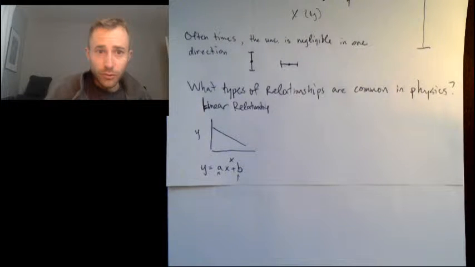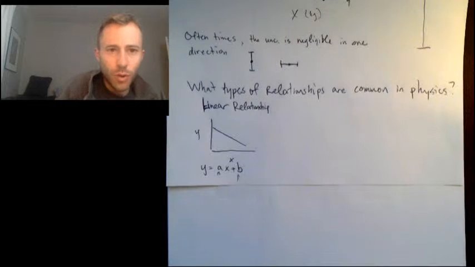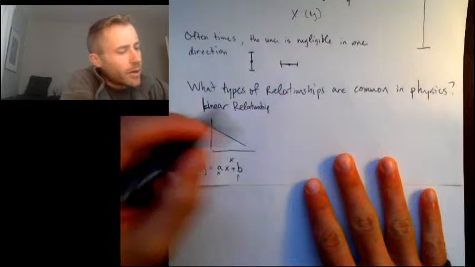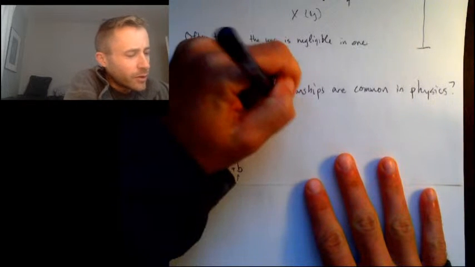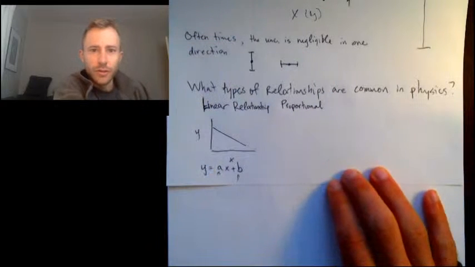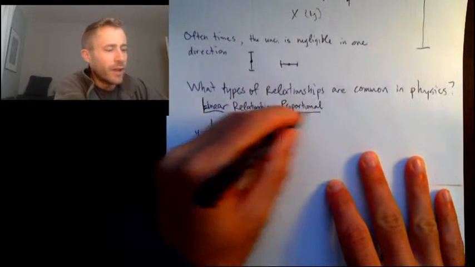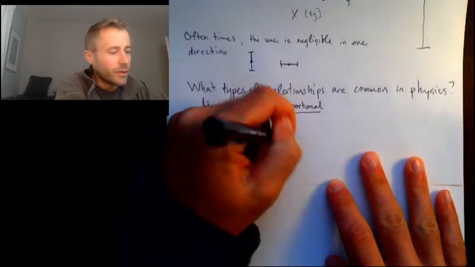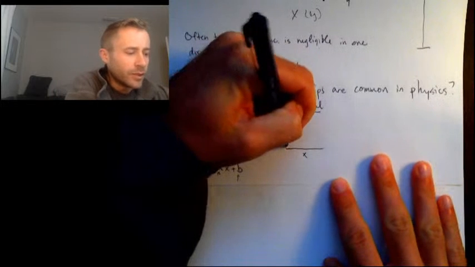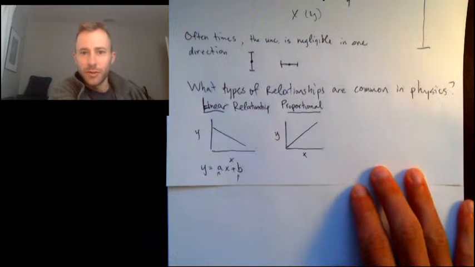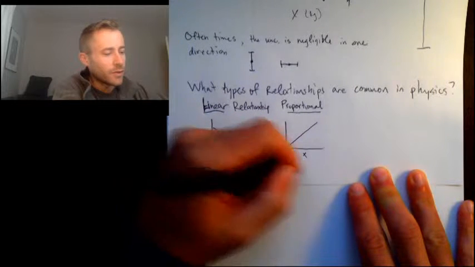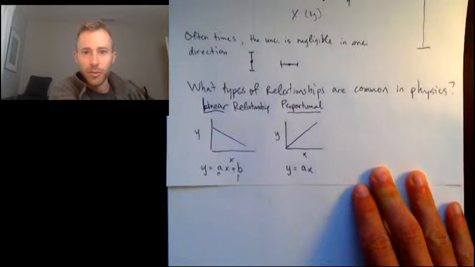You should be able to look at a graph and kind of guess what the relationship is. Another type of relationship is called a proportional relationship. Proportional is similar to a linear relationship. It's a linear relationship where the y-intercept is 0. That's called a proportional relationship. So y equals ax is a proportional relationship.